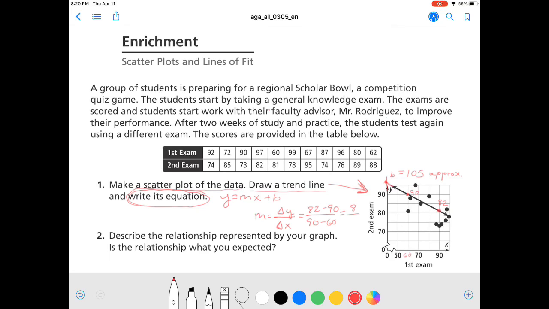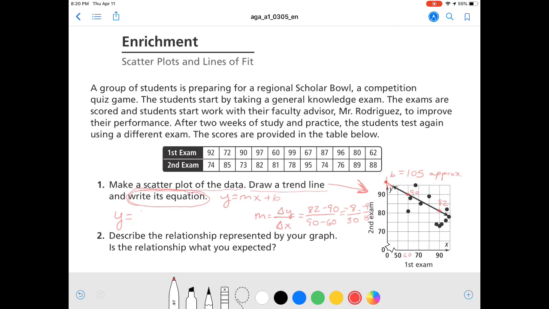I'm going to do that subtraction. I'm going to get 8 over 30, actually negative 8 over 30, because 82 minus 90 is going to give me a negative number. Then I can simplify this fraction further, and I'm going to get negative 4 over 15. Sorry, I'm kind of squeezing that in. I'll write it bigger over here for our equation.